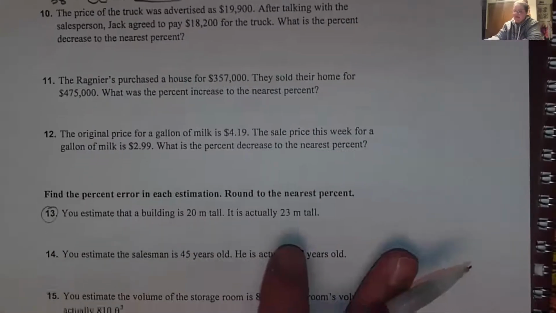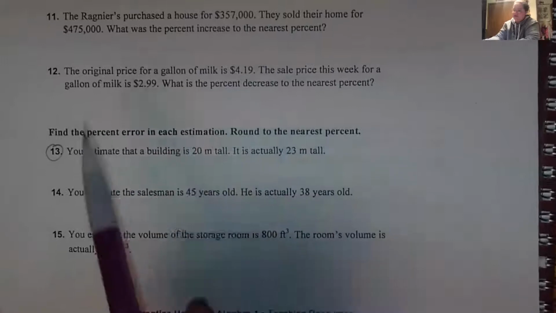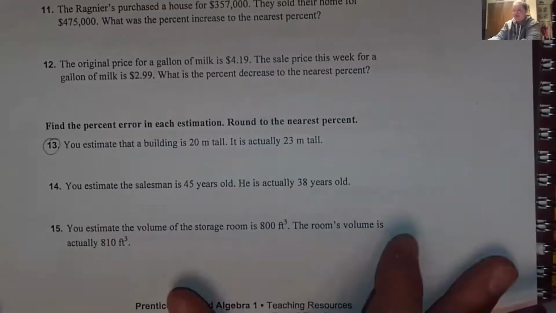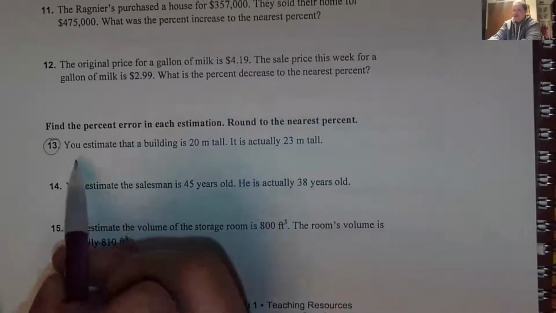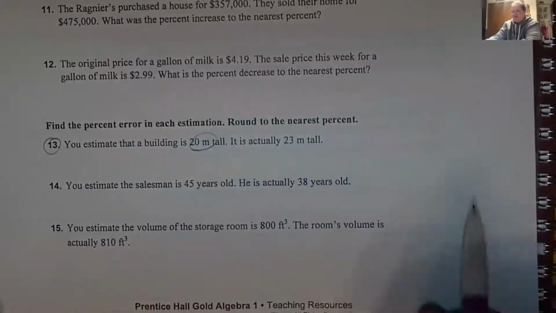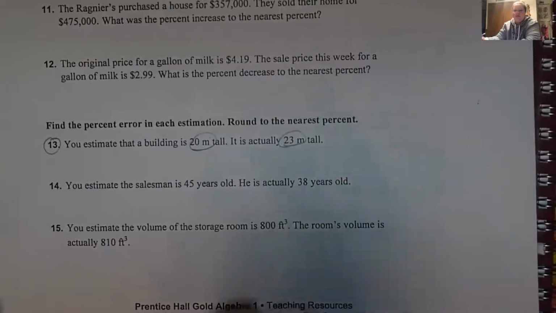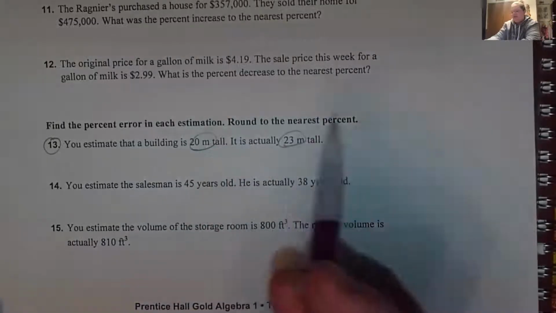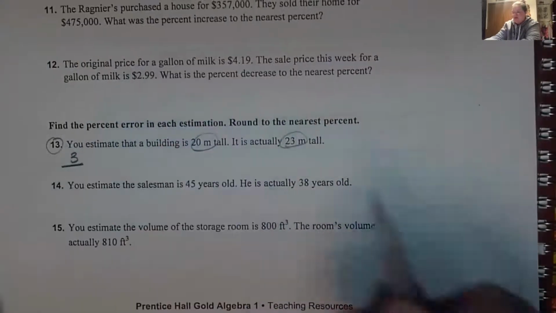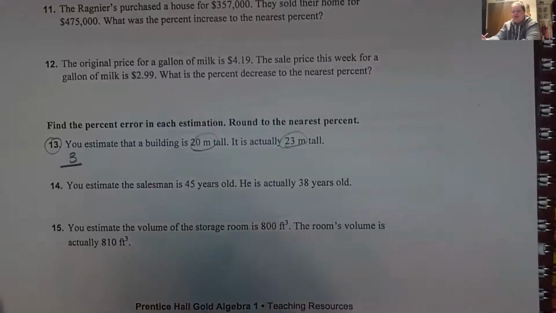So the reason I say over the actual is because when you come down here, it says find the percent error in each estimation, round to the nearest percent. You estimate that a building is 20 meters tall. It's actually 23. So what's the change between the two? Now these we do not need to say increase or decrease, doesn't matter. We're just doing the percent error. So what's the change between 20 and 23? 3.